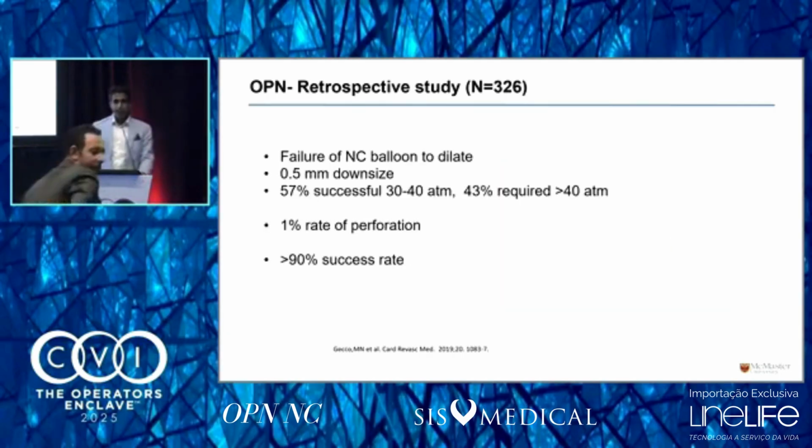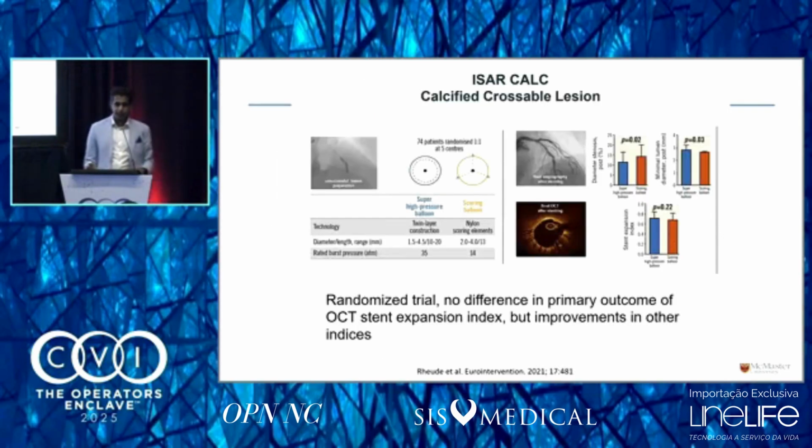There's even a larger European study, more than 300 patients. They looked at the classic scenario: you take an NC, there's a waist, it fails to dilate. They downsized by 0.5 millimeter and imaged everybody. What was interesting is that about 60% dilated between 30 and 40 atmospheres. Then they went off-label, above 40 atmospheres, and the vast majority of those dilated. I have taken the OPN off-label up to 45 atmospheres, and there was a 1% perforation rate and a very high chance of success. So if all else fails, you can crank up that OPN with care.